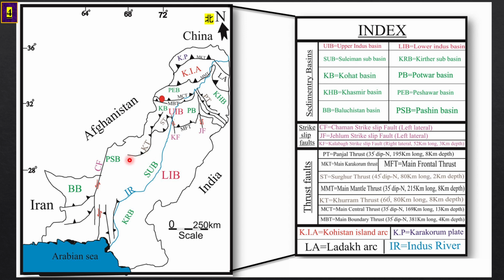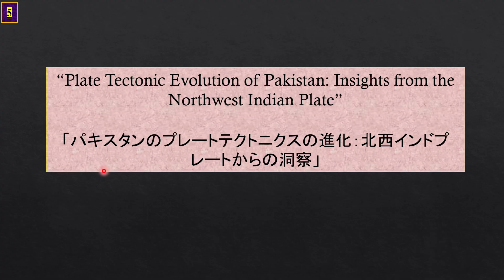These are the major faults with their abbreviations, and you see the various thrust faults like the MFT, Main Frontal Thrust, and the MBT, Main Boundary Thrust, and Main Central Thrust. KIA is the Kohistan Island Arc. This is the major transform fault, the Chaman fault, which is left lateral.